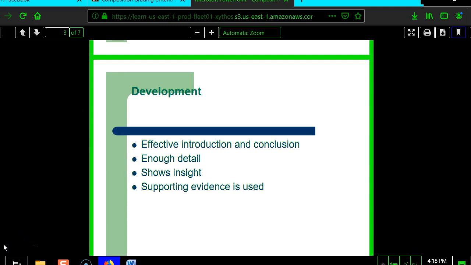We are also looking for enough detail. Development and detail, they go hand in hand. Please don't leave out things that are relevant to the topic, and don't include things that are not relevant to the topic. Both of these are critical in the development area. We also want to make sure the essay is insightful. We need depth to our essay, and we give that through supporting details.